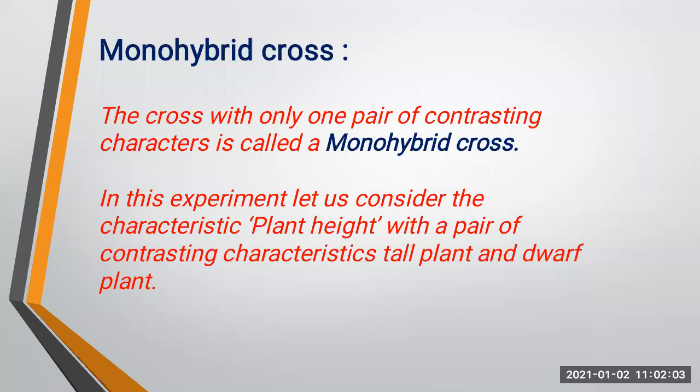So, monohybrid cross. The cross with only one pair of contrasting characters is called a monohybrid cross. That means he has studied the fertilization depending on only one pair of contrasting characters. In this experiment, let us consider the characteristic plant height, with a pair of contrasting characters, that is tall plant and dwarf plant.